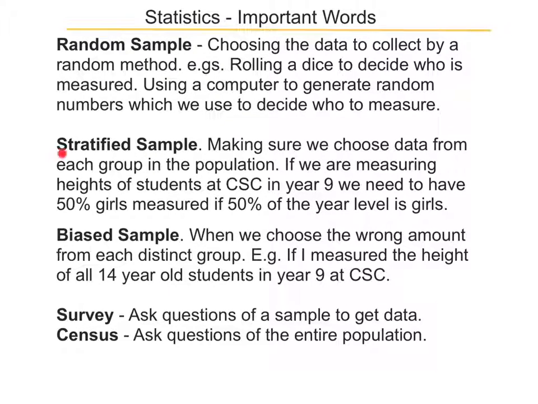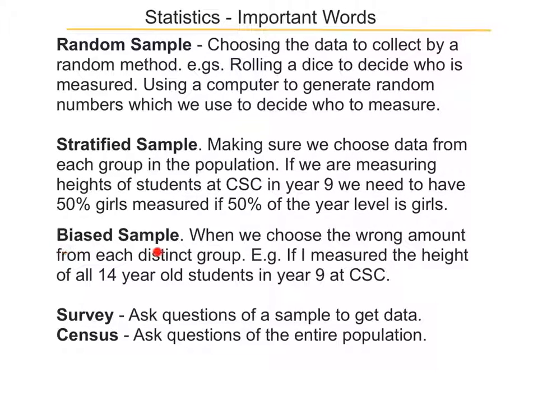The next type of sampling is called stratified. In a stratified sample, you make sure that every group within the population is sampled at the same proportion. So for example, if half the population of Year 9 at CSC are girls, when we took a sample, we'd want to make sure that half the people we actually sample and measure are girls. That would be a stratified sample.